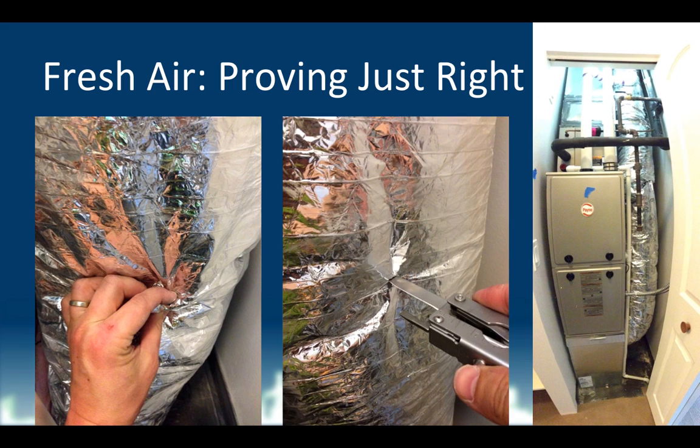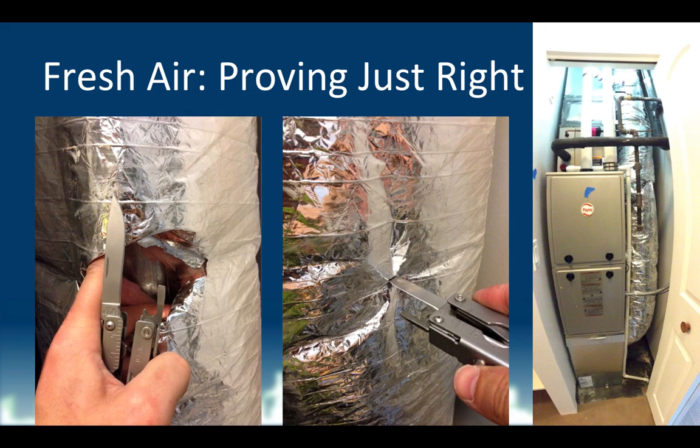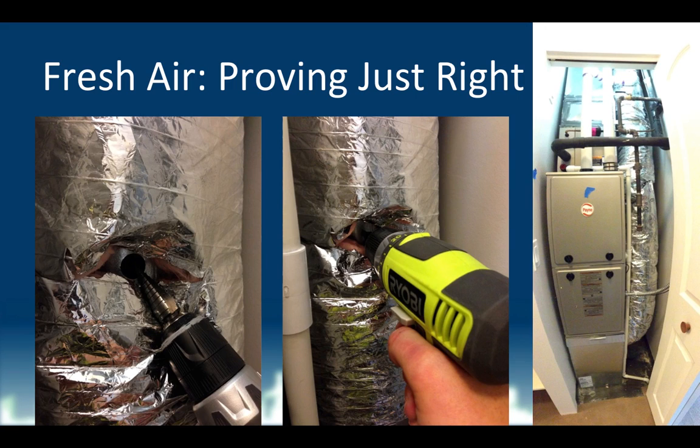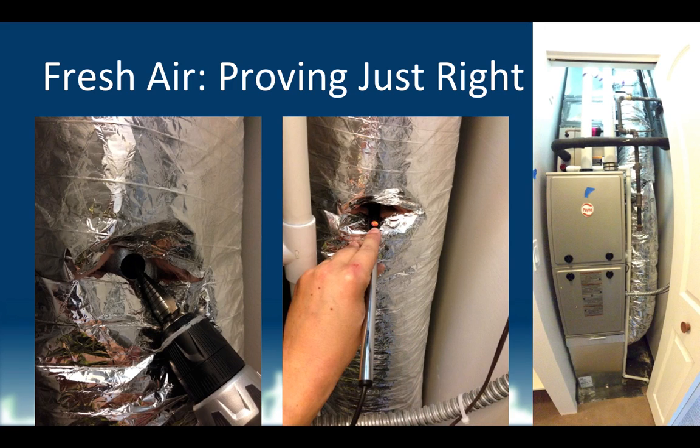So now I get out my knife, cut into the insulation, expose a little piece of the actual metal duct. I'm going to drill into this thing with a unibit so that I make a 1-inch hole. And then I'm going to insert my mini vane anemometer. And I'm going to do a dead center reading and use 90% of that reading.